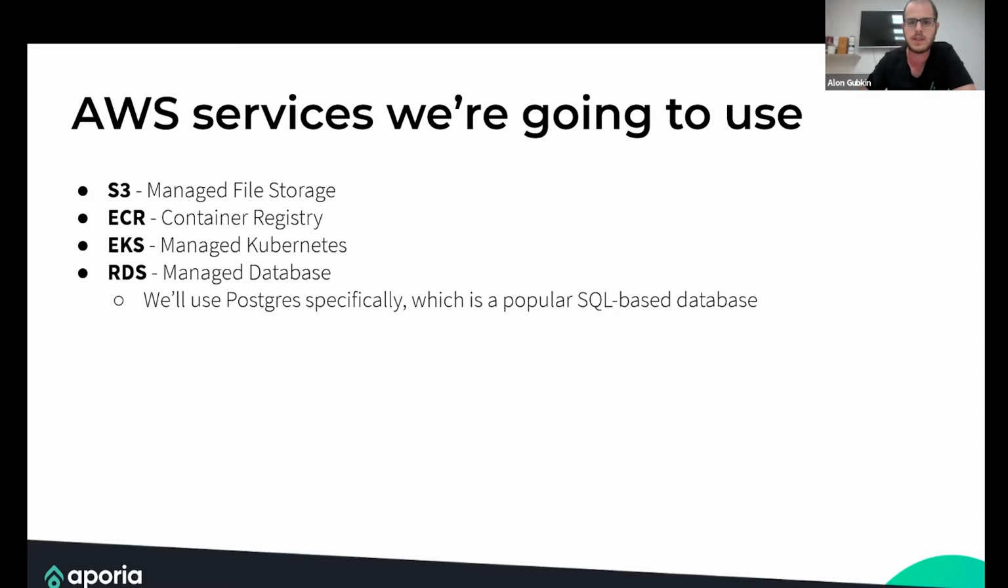ECR is the Docker container registry, so it allows you to push and pull Docker images from it. So in our case, we are going to have a Docker image for each model and push it to ECR. EKS is managed Kubernetes. So basically, AWS takes care of a lot of details behind the scenes and makes it pretty easy to use Kubernetes. So that's EKS. And finally, we have RDS. So RDS is a managed database. And specifically, we're going to use Postgres. PostgreSQL is an extremely popular SQL database.